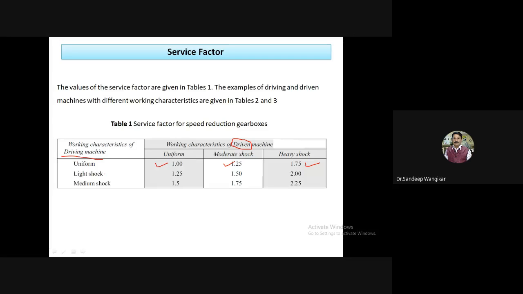Okay, now the second case: driving has some light shocks, driven is uniform, 1.25. Driving light shock, driven moderate shocks.